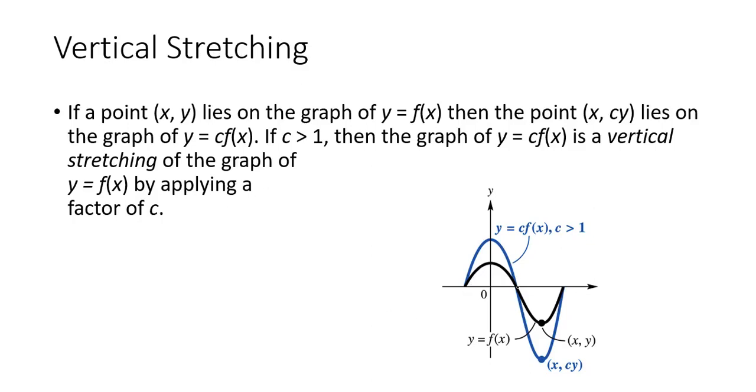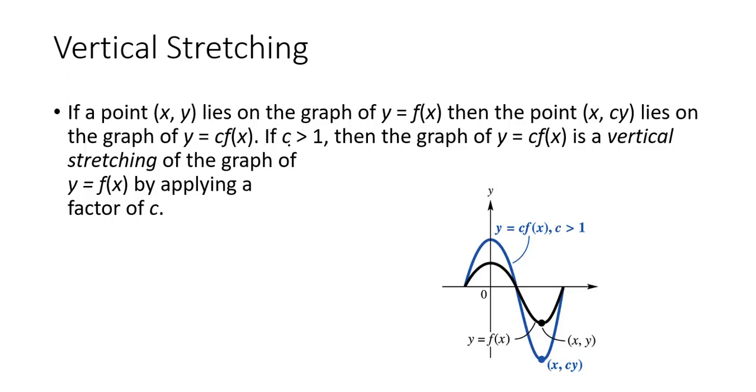If you look at this graph here, we have a graph of f of x, which is right here in black, and we have y is equal to some factor c times f of x. Here it says indicate that c is greater than 1. So if a point (x, y) lies on the graph y is equal to f of x, this is my graph f of x. Let's take a look at the point here. This is the point (x, y). Then the point (x, cy), which would be right here on the graph that is stretched, lies on the graph of y is equal to c times f of x.